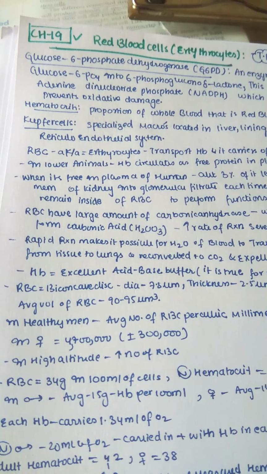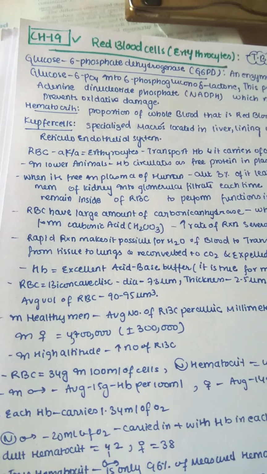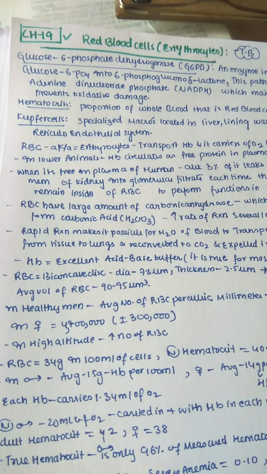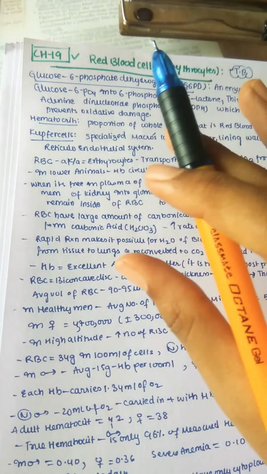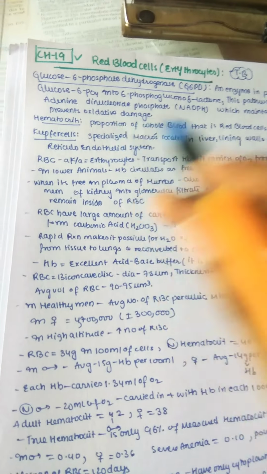So back to our channel. Now we are at our blood physiology, in our red blood cells, that is our RBC, also called erythrocytes. So first, same as all our chapters, we need to see some important terms and start our topic.